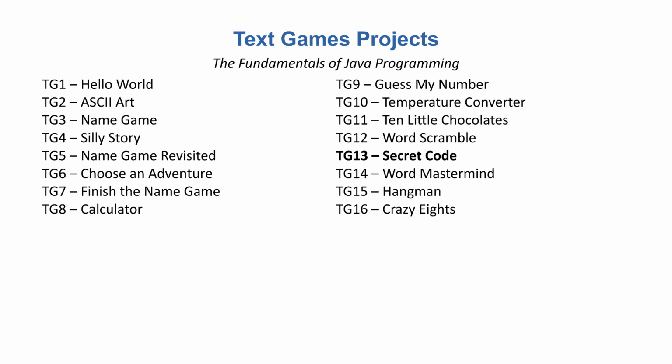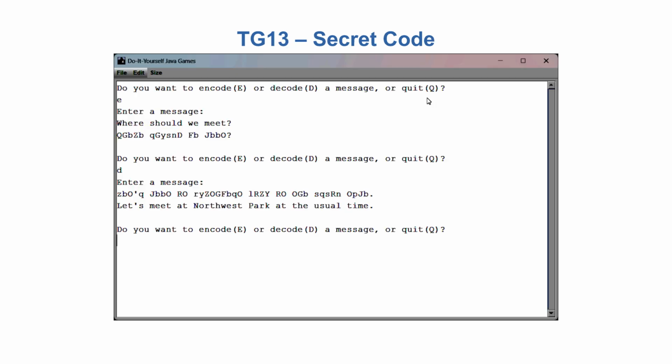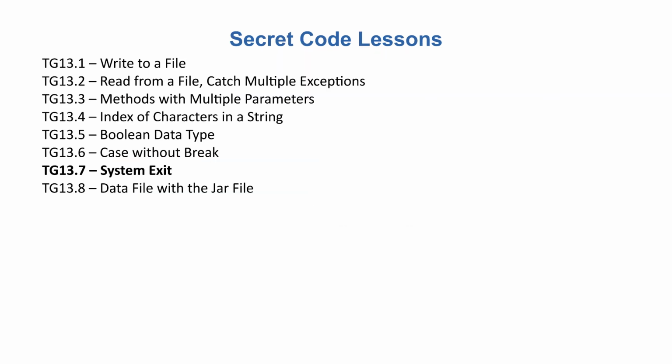We're currently working on the 13th project, TG13, Secret Code. The Secret Code program lets you create secret messages to share with your friends like this. This is lesson TG13.7, where you'll learn to cleanly end a program using system exit.